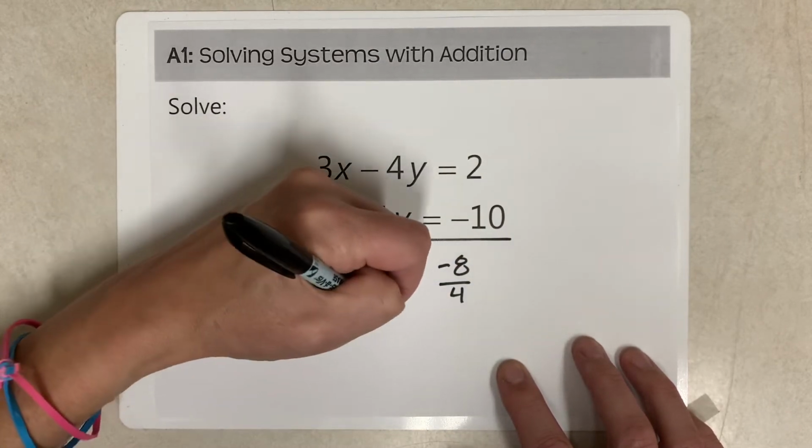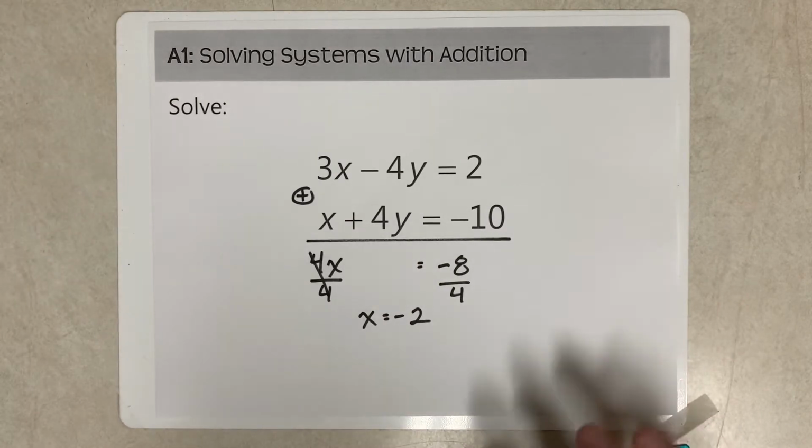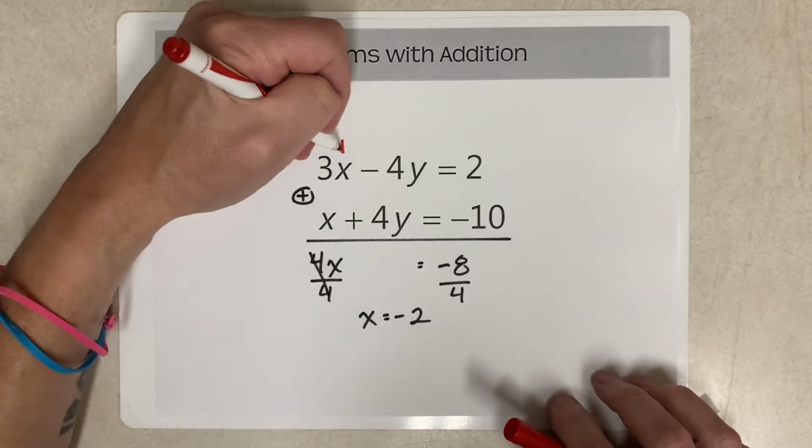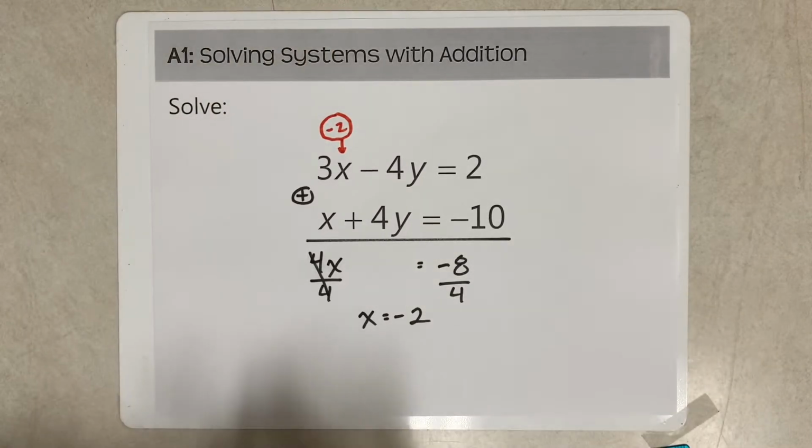And we figured out that x is now equal to negative 2. All right, so we're going to plug in that negative 2 for x. Might as well try it right here. Not that it really matters which one you plug it into. I usually just pick the top one just to get it going.